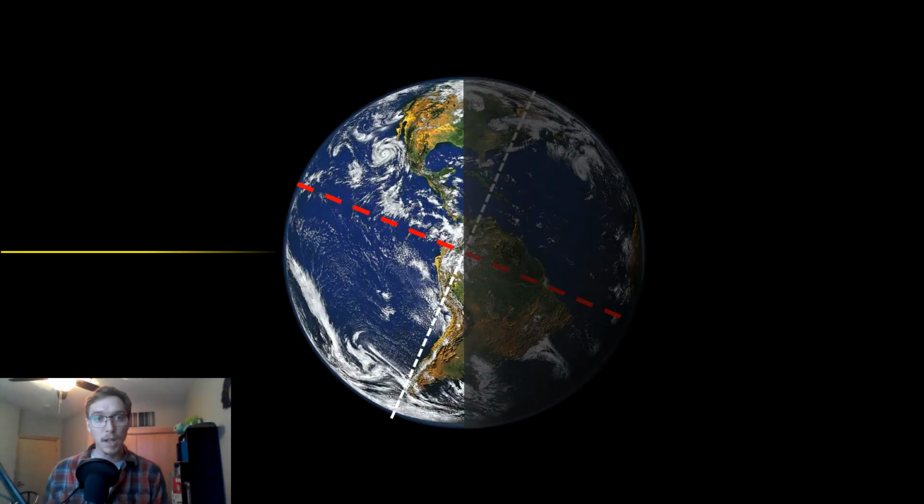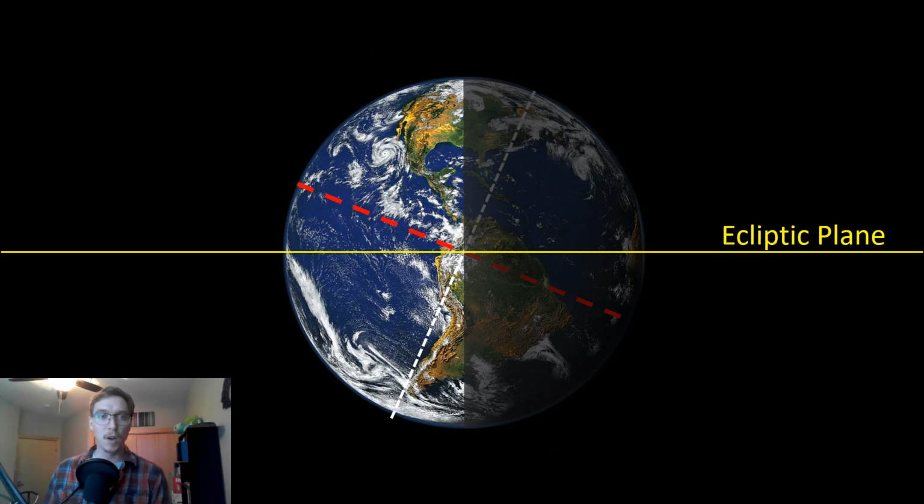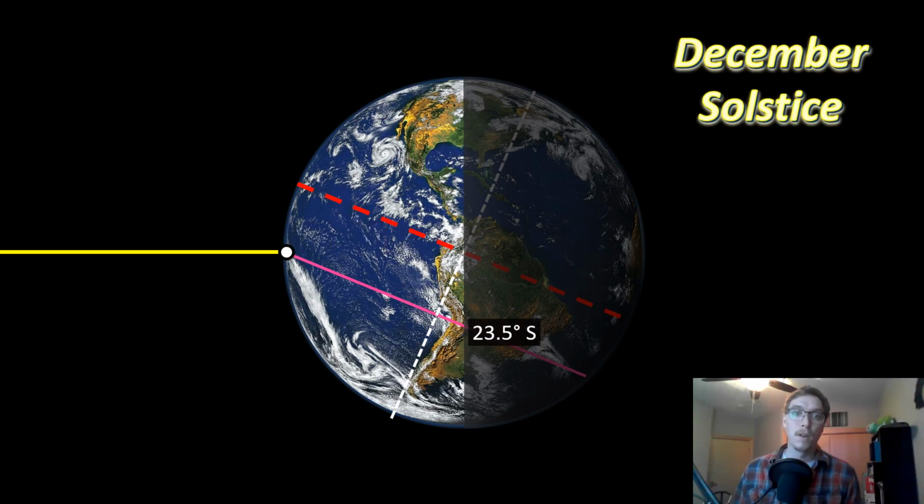We look at our ecliptic plane here again, from the diagram we've got going on. That is our subsolar point. Our subsolar point is going to be at 23.5 degrees south latitude. That is our Tropic of Capricorn. What we call our December solstice, right?